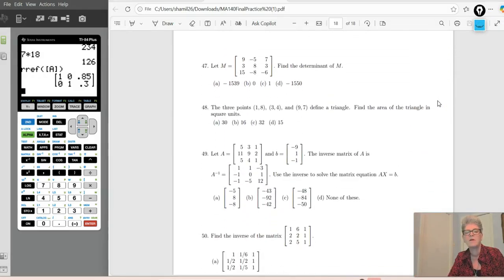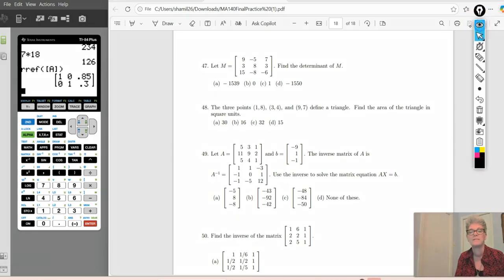Find the determinant. Now, there is a formula to find the determinant of a 3 by 3 matrix. It's very long. You are allowed to use your graphing calculator in the final. Use it, because the formula takes a long time, and you're going to make a mistake.